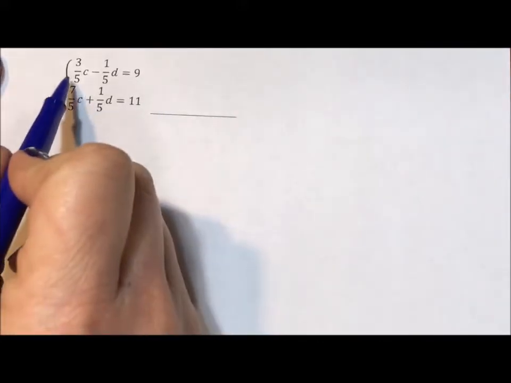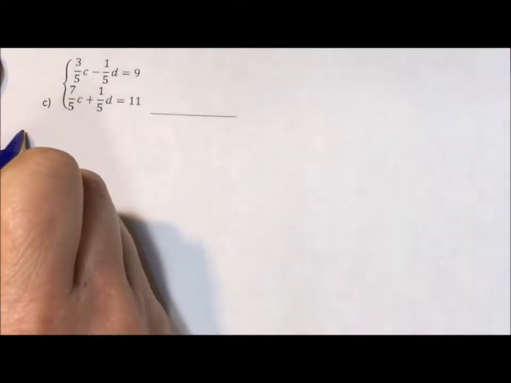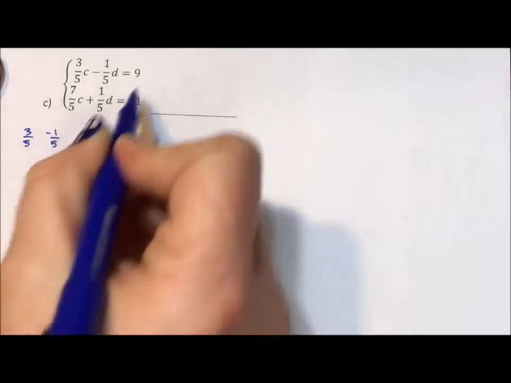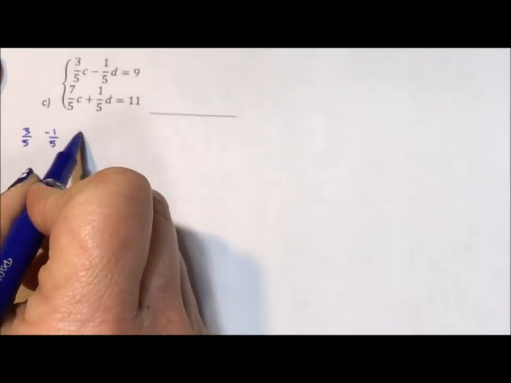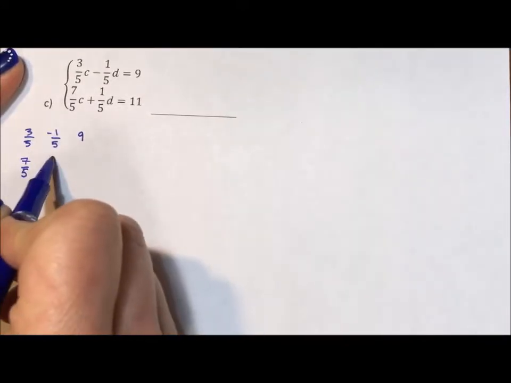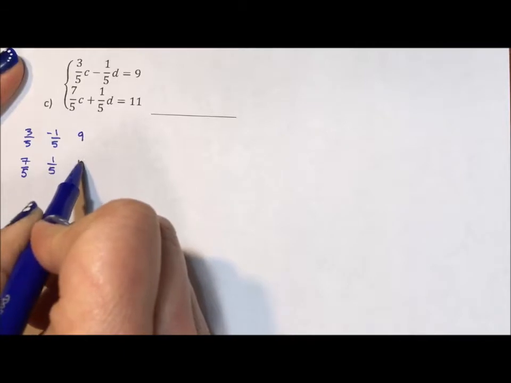So the coefficients for my first equation are 3/5 and -1/5. My constant number is a 9. For my second equation, I have 7/5 and 1/5 and an 11.